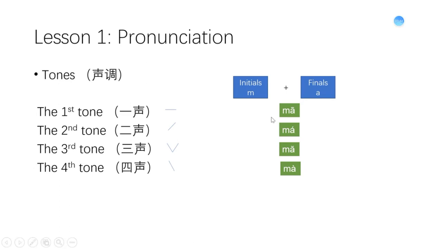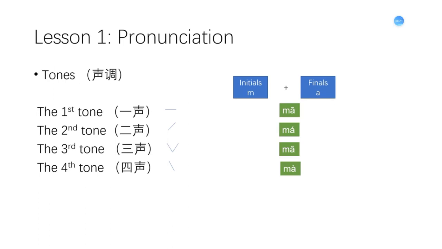Okay, so let's read again. Ma, ma, ma, ma. Okay, again. Ma, ma, ma, ma. Okay, so these are the 4 tones in the Chinese language. And the tones are very important to the Chinese language. One reason is that different syllables with different tones can have different meanings. That is why tones are so important in Chinese.